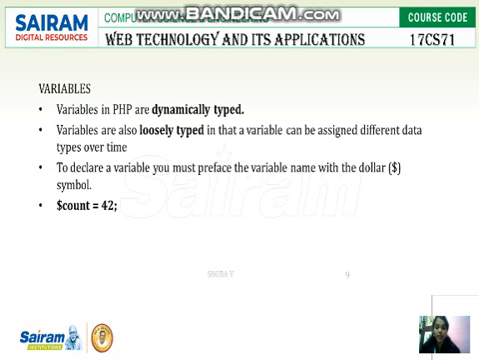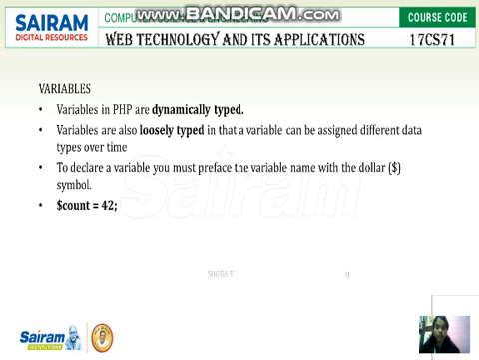And we are going to see the variables in PHP. PHP is dynamically typed, because it generates dynamic web pages easily and quickly. And we are using loosely typed variables. In that variable, we can assign different data types over time. And to declare a variable, you must begin the variable name with the dollar symbol. Otherwise, your code won't access the variable.